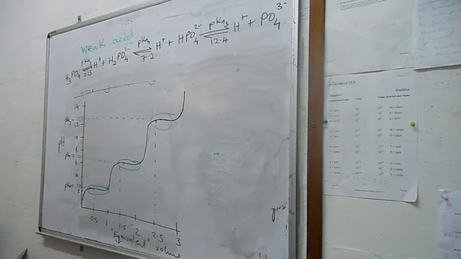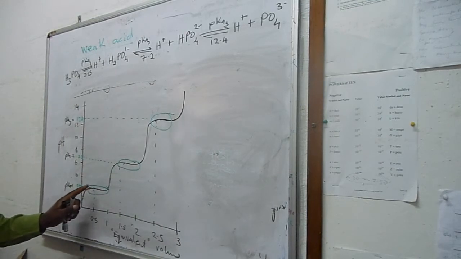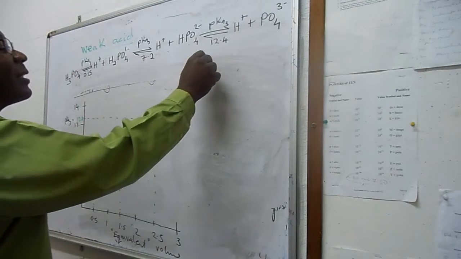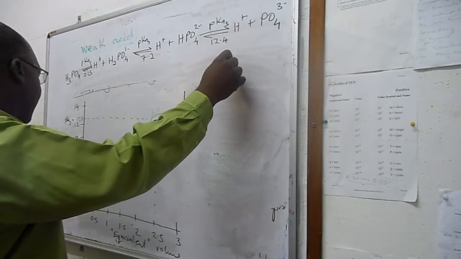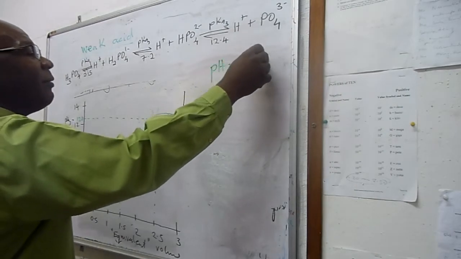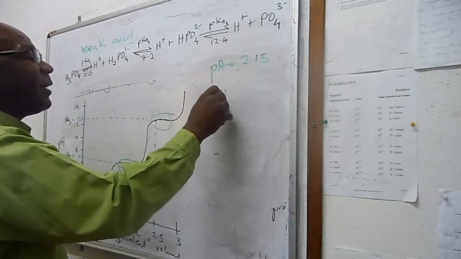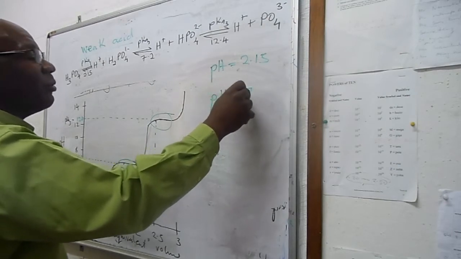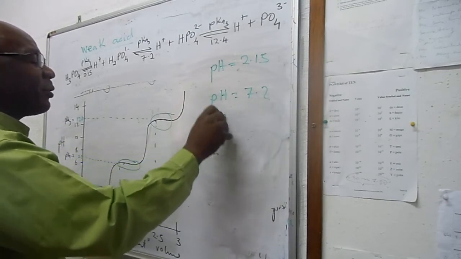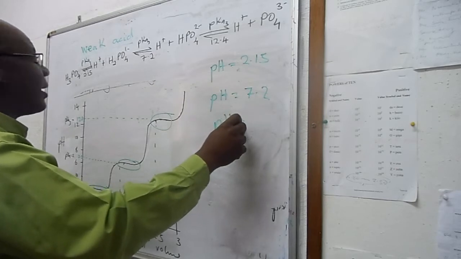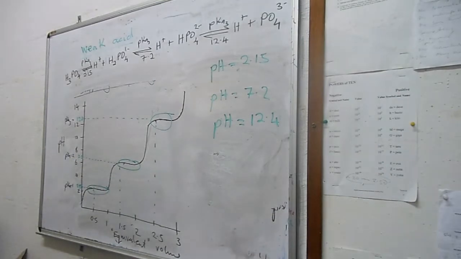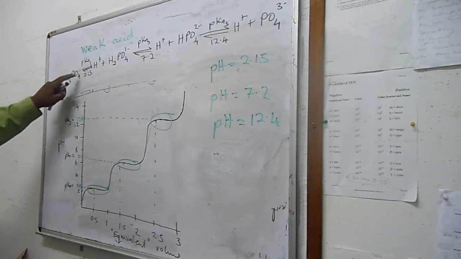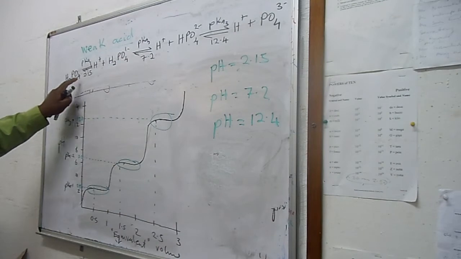But we can also say that this phosphoric acid has 3 buffering regions. It is able to act as a buffer in the pH range around 2.15. It can also act as a buffer in the pH range of 7.2 and also at a pH of around 12.4.